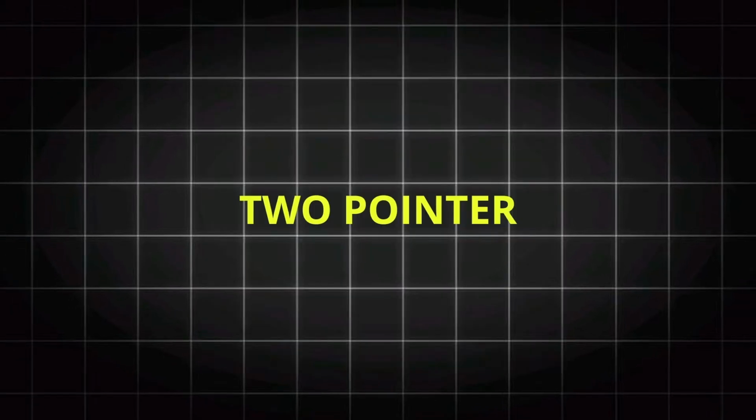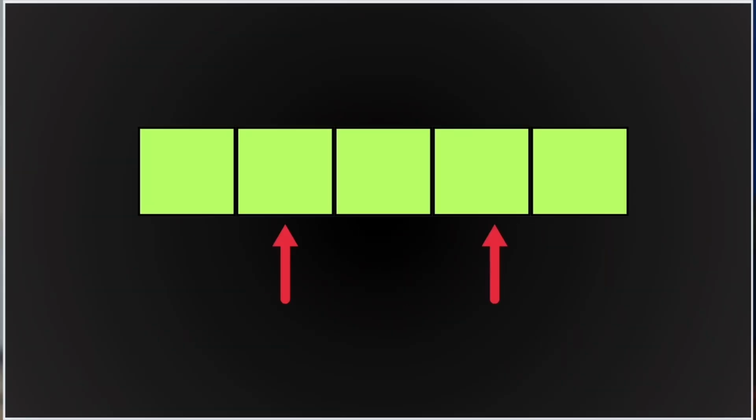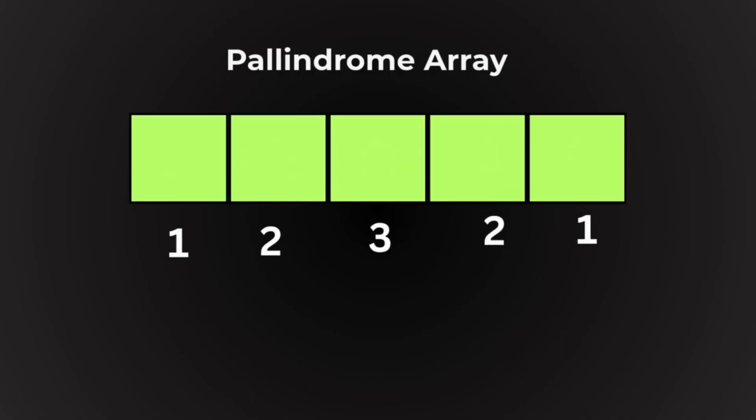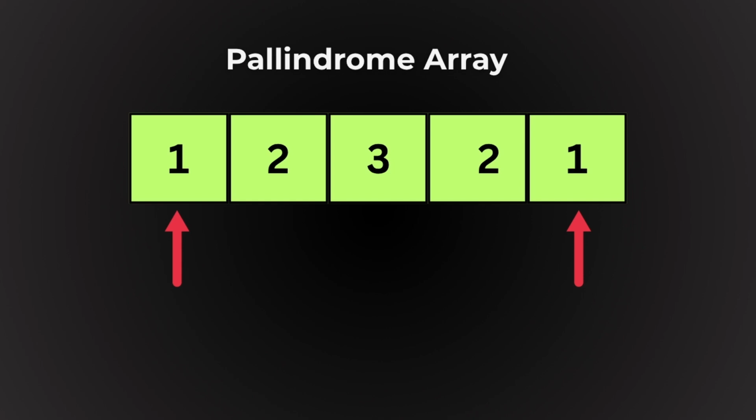Two pointers pattern. In this pattern, we mainly make use of 2 pointers which are located at different locations. These 2 pointers might be moving towards each other, or they might be moving away from each other. Let's suppose you are given an array and we need to check whether the given array is a palindrome or not. Now the meaning of palindrome is the array reads the same from front and back. For this problem, we can mainly make use of 2 pointers. One is located at the start of the array and another is located at the end of the array.